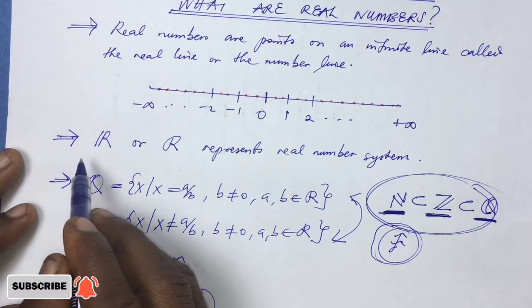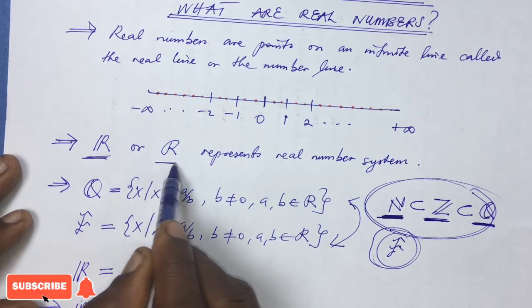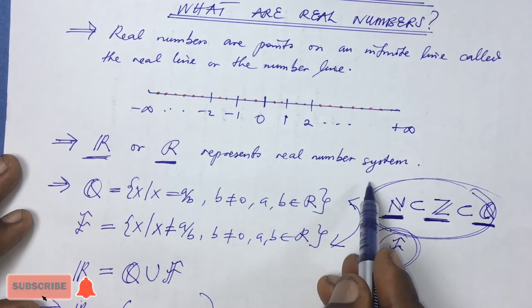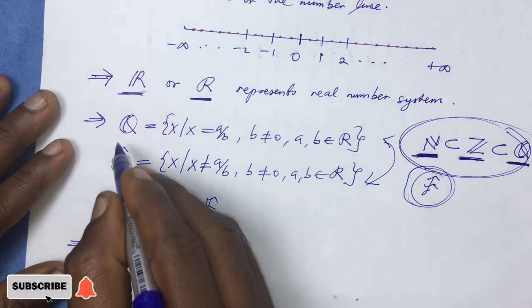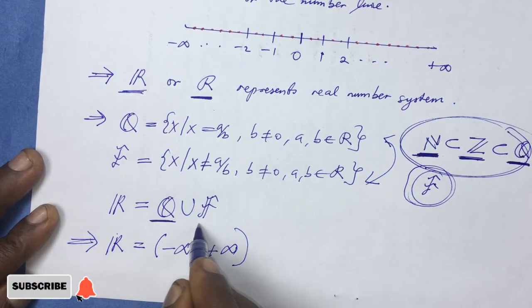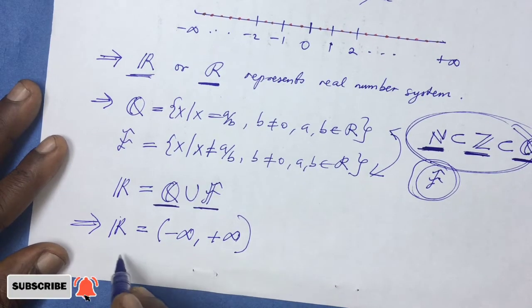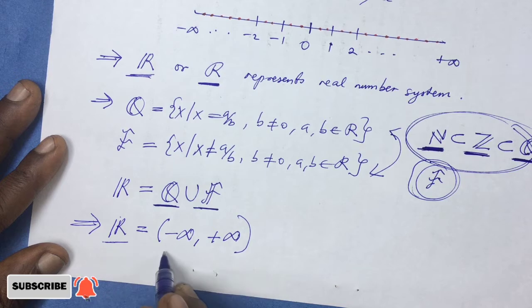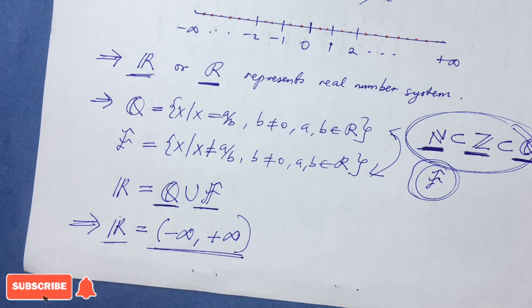So that being said, what symbol represents the real number system? You use this type of R or this type of R to represent the real number system. Now, take note again, real numbers are made up of the union of two sets. If you unite the rational number system with the irrational number system, it will give you the real number system. So you can write the real number system as one containing numbers from minus infinity to plus infinity, numbers that are natural, integers, rational, or irrational.